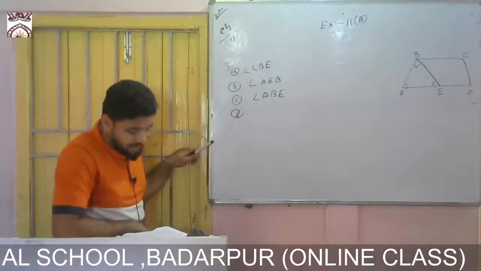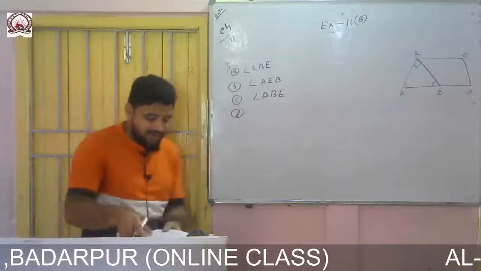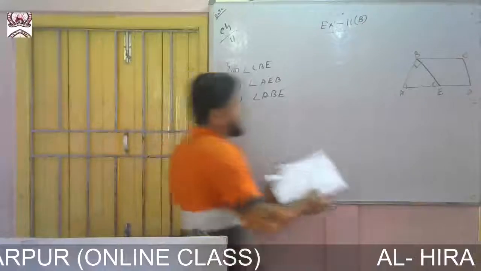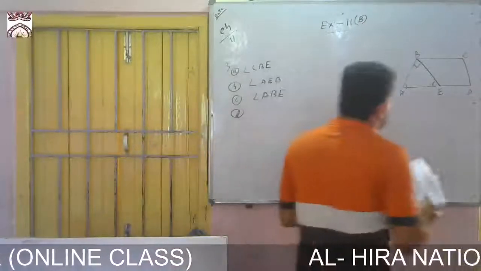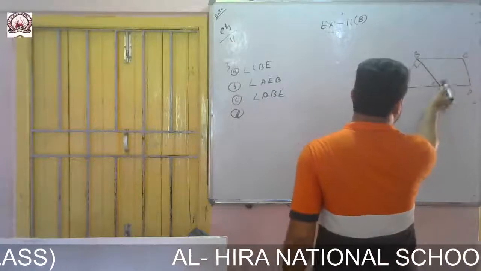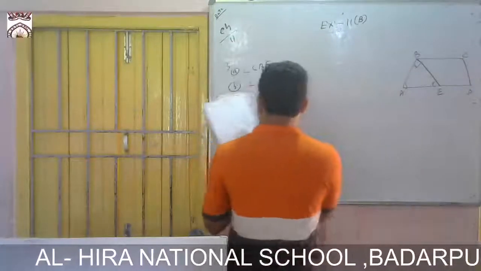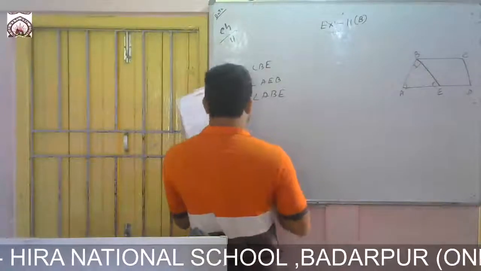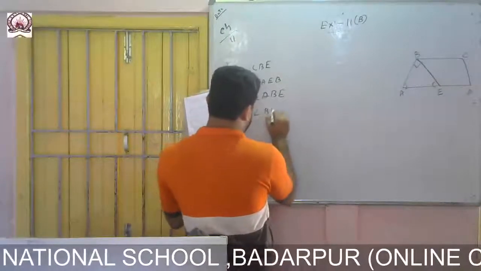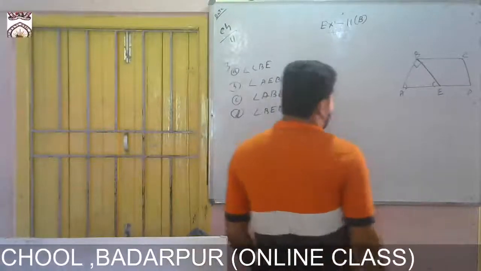Three, obtuse angle. So the first obtuse angle will be BED, because if I draw a 90 degree line here, then it will cross. So BED is an obtuse angle. First you write angle BED.